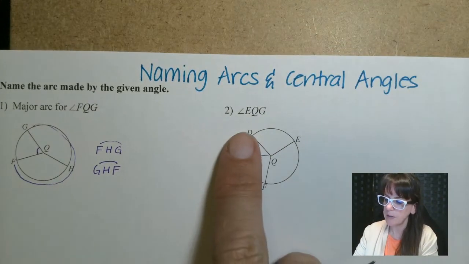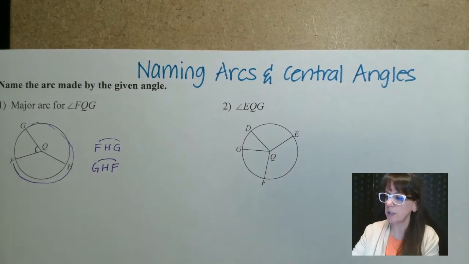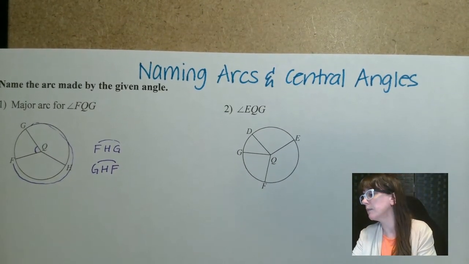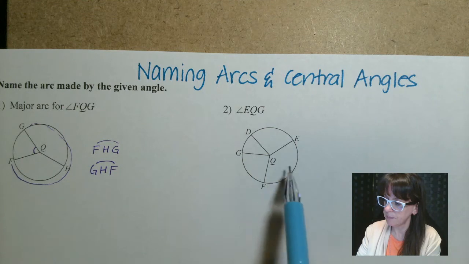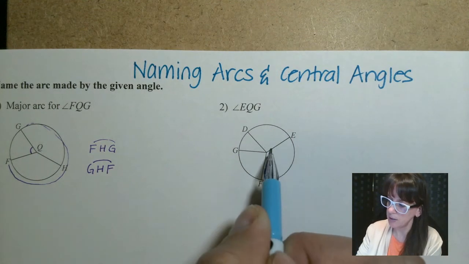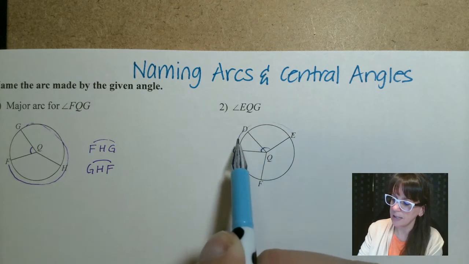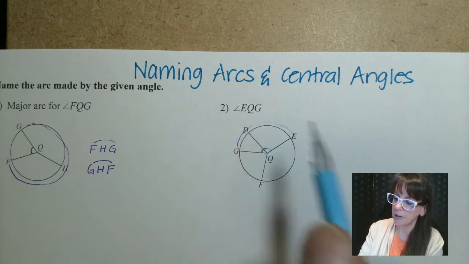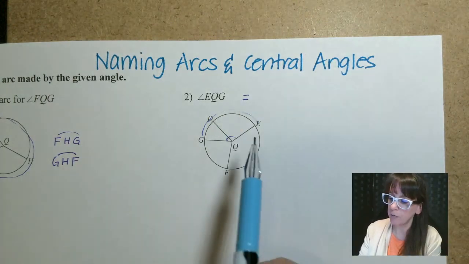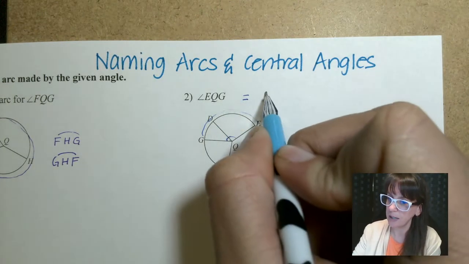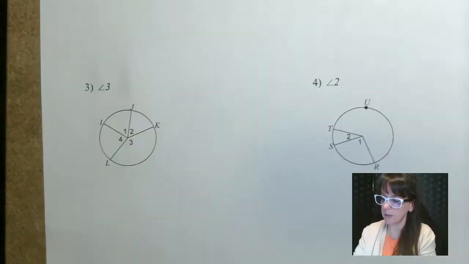What about this one? Let's name the major arc, name the arc made by the given angle. So EQG, let me fix that. Okay, so if we do EQG just like this, the arc that we are given is EG. Now we only use our third letter, so we would say EDG if it was over 180 degrees. Since it's not, the arc for EQG is just going to be EG. Just like that, arc EG. Okay, let's try another one.